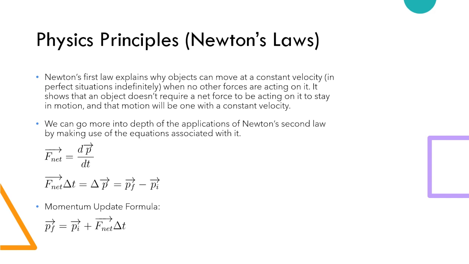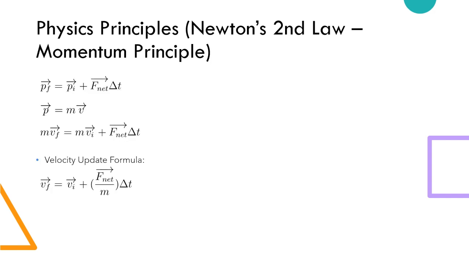If we rearrange it a bit further, this gives us the momentum update formula, which is final momentum is equal to initial momentum plus F net times time. Also note that momentum is equal to mass times velocity, and so if we substitute this into the momentum update formula, we get that mass times the final velocity is equal to mass times initial velocity plus F net times time. This gives us the velocity update formula if we divide the entire formula by mass, giving us that final velocity is equal to initial velocity plus F net divided by m times time.